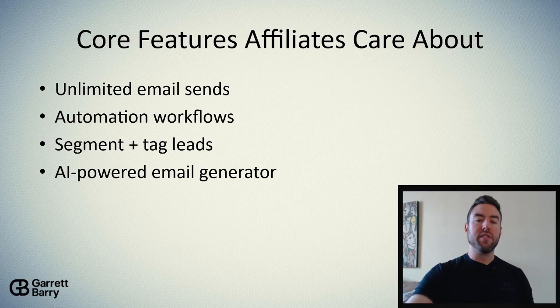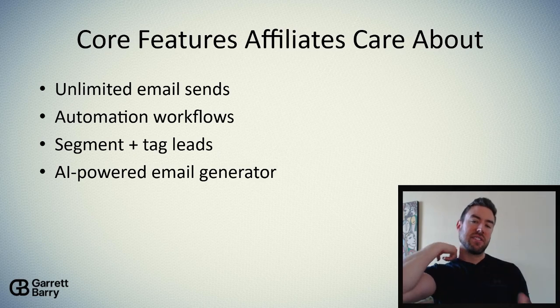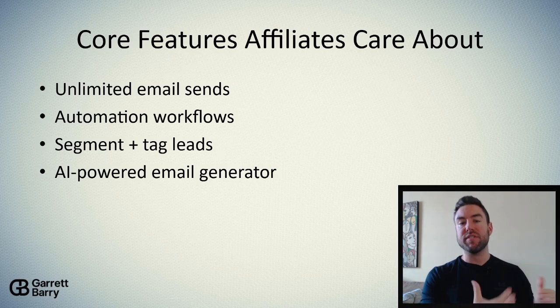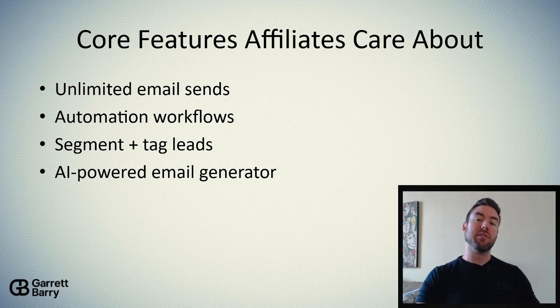So core features affiliate marketers actually care about. How does it stack up, right? So first off, GetResponse really has unlimited email sends. So some of these other softwares out there, when you go to do email marketing and promote affiliate offers, they're limited, okay? You have a certain number of sends when it comes to emails, and once you're capped, okay? So this is really, really powerful.